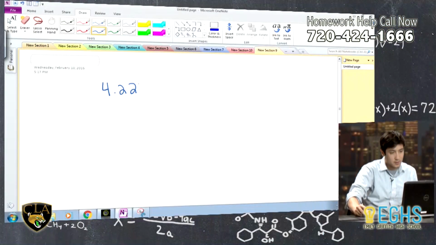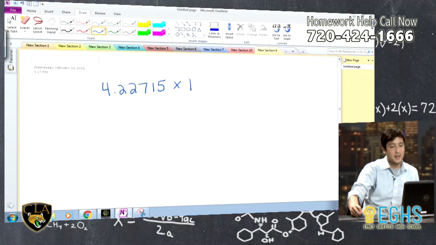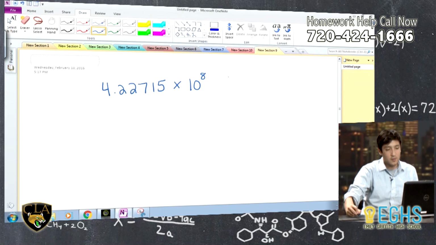It was 4.22715 times 10 to the 8th power. And this is in scientific notation.